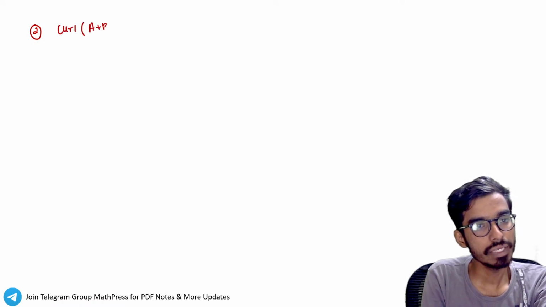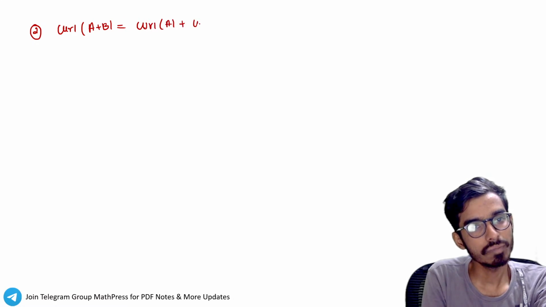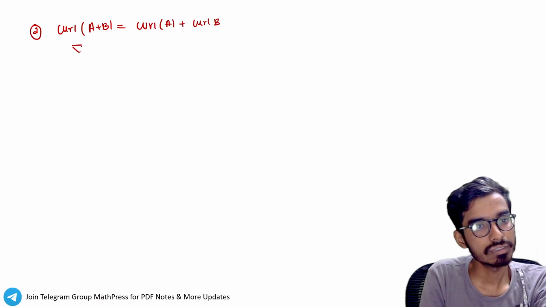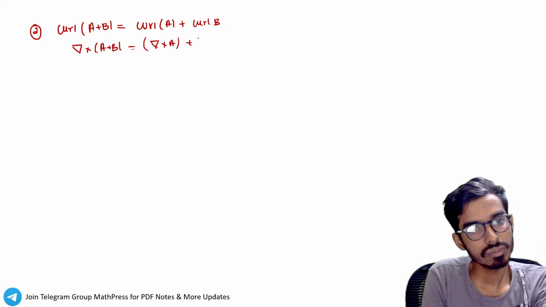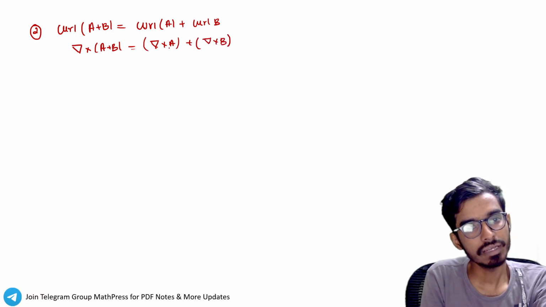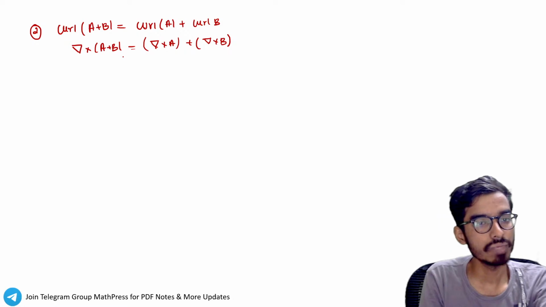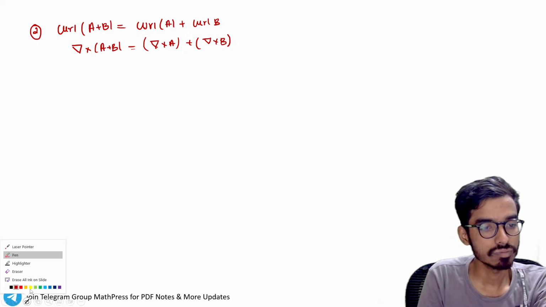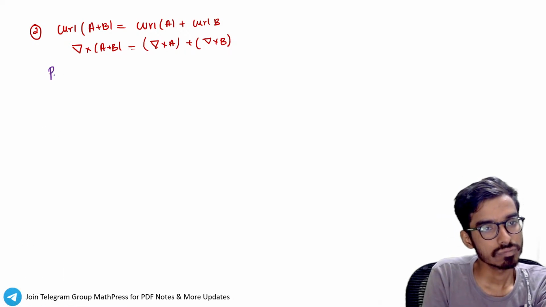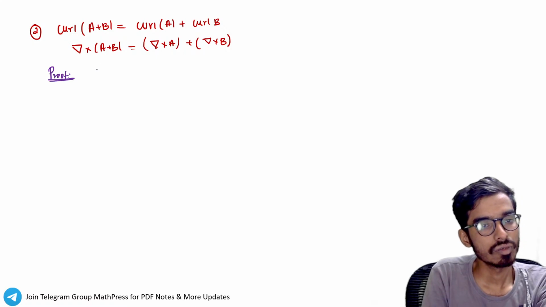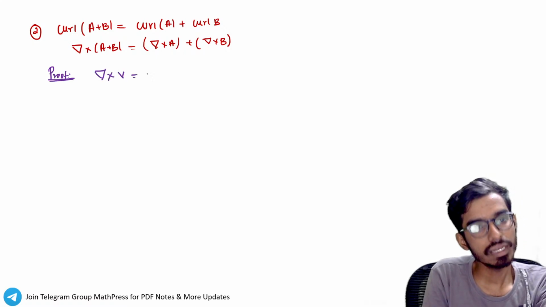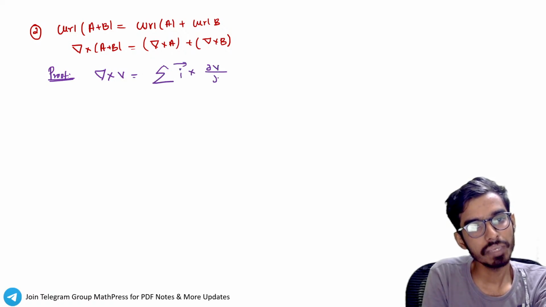Curl of a plus b is equal to curl a plus curl b. That is, del cross (a plus b) is del cross a plus del cross b, right? So we'll prove this. We know that del cross b is summation i vector cross dou b by dou x.